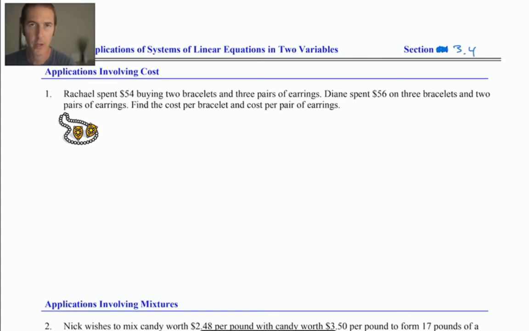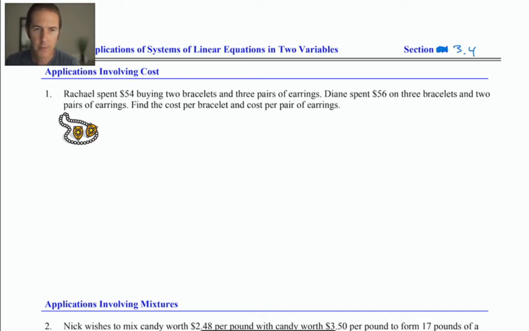I've already shown you how to solve systems of equations graphically and using substitution and using the addition or elimination method. So really the only thing that you might struggle with a little bit here is getting the initial system of equations set up. So let's work on making that happen.